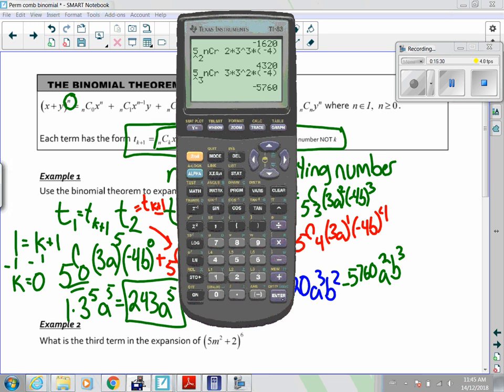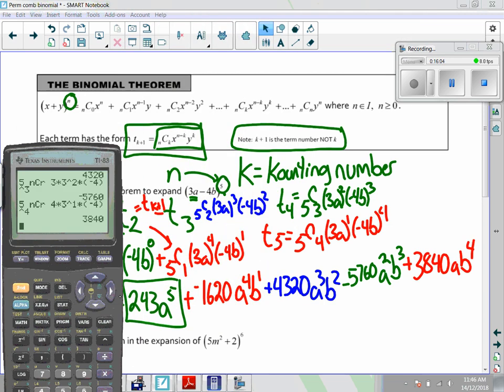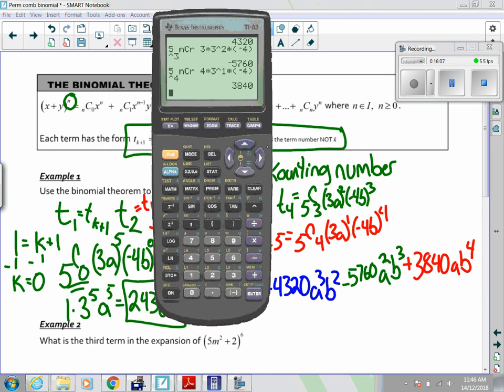Now again, second enter. 5C4, 3 to the 1, negative 4 to the 4, 3840. I'll try and keep my color coordinating here so you can see which things go where. So plus 3840 A B to the 4th. And then lastly, we need one more term, which is going to be T6.